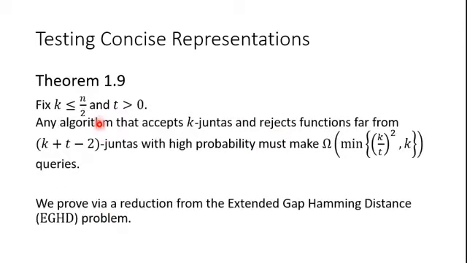So more formally, we have theorem 1.9. We will fix k less or equal to n divided by 2 and t larger than 0. Any algorithm that accepts k-hunters and rejects functions far from k plus t minus 2 hunters with high probability must make Omega of the minimum between k divided by t squared and k queries. And we will prove this via a reduction from the extended gap Hamming distance that we denoted as EGHD.